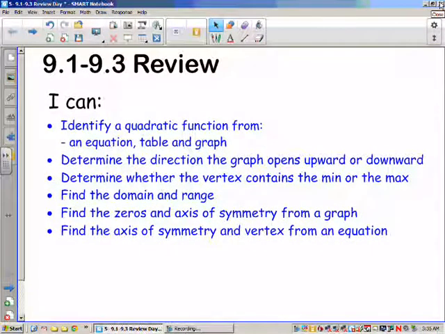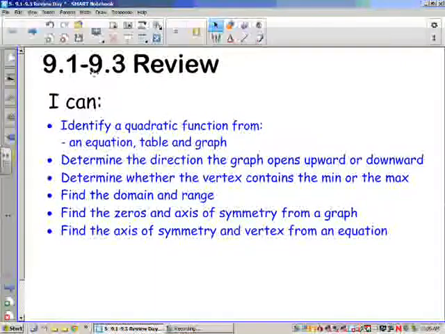Hope you feel that you can identify a quadratic function from an equation, table, and graph, determine the direction the graph opens, whether upward or downward, determine whether the vertex contains the min or the max, that you can find the domain and range, find the zeros and axis of symmetry from a graph, and then find the axis of symmetry and vertex from an equation.